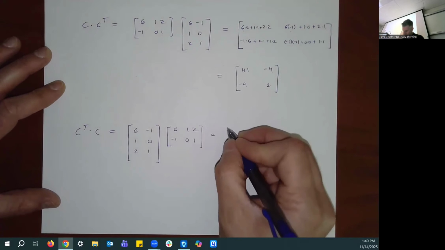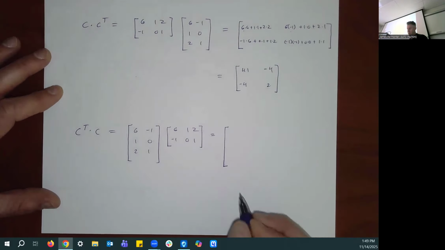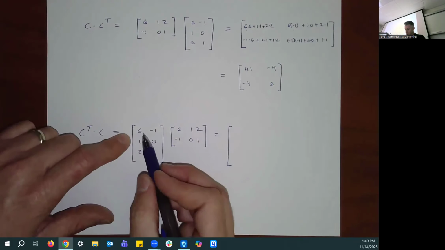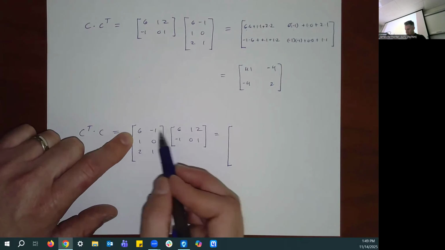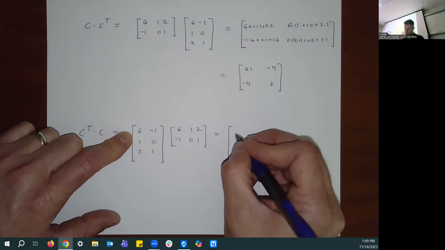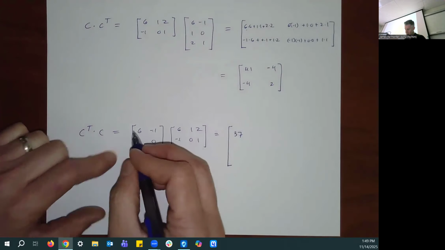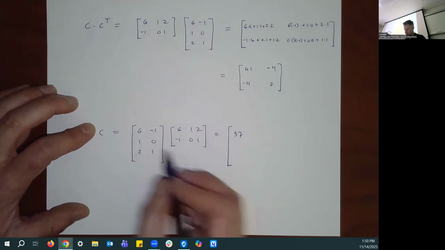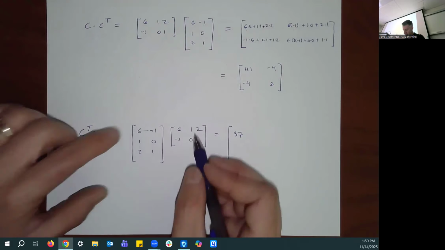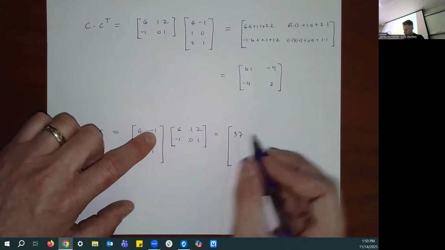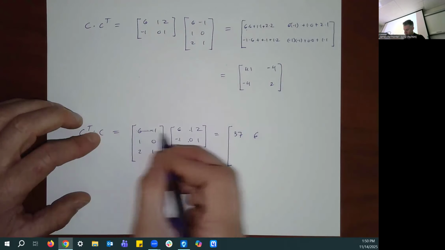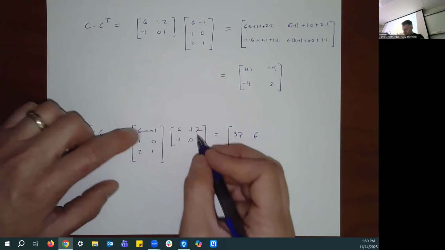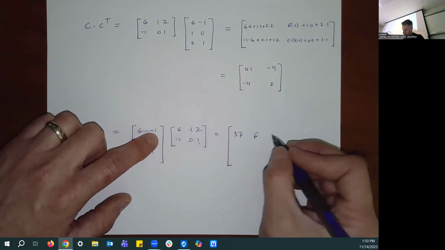So if we multiply these ones together, I'm not going to show my work this time because it's a lot of work. The first row, first column is going to be 6 times 6 plus negative 1 times negative 1, which is 36 plus 1, which is 37. When I do this, I draw little lines to remind myself what I'm doing. So this and this, 6 times 1 plus negative 1 times 0. And then first row, third column, 6 times 2 plus negative 1 times 1 is 12 minus 1.